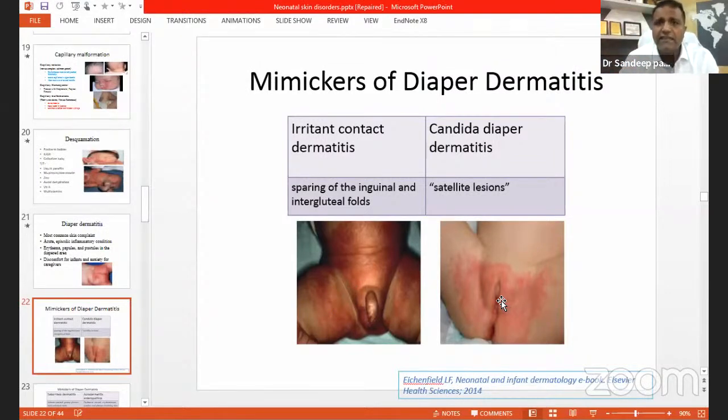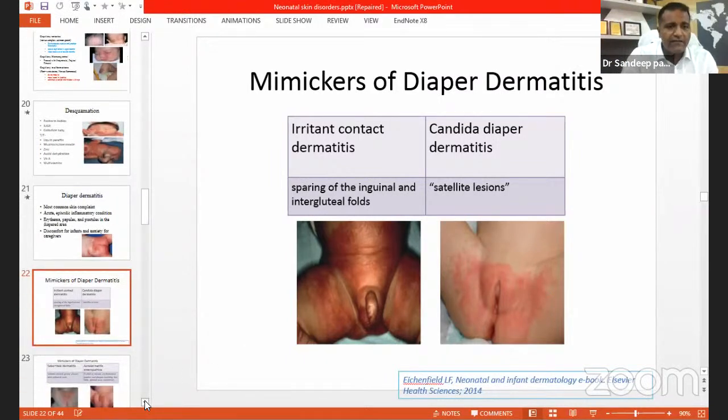Second is candidal diaper dermatitis. If candidal diaper dermatitis is there, we have to use antifungals here, but you should be able to diagnose that. How are you going to differentiate that from diaper dermatitis? Here you can see the satellite lesions. See, the lesions in the perineal region are there continuously, with satellite lesions you are able to see here. So this is candidal diaper dermatitis. Here you have to use antifungals.